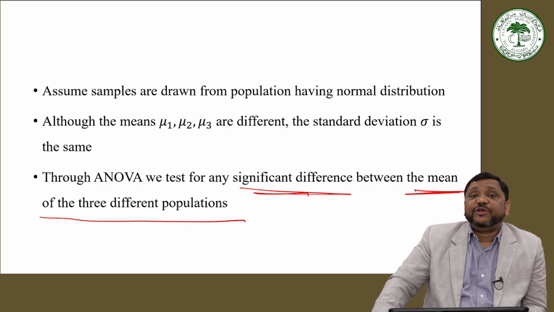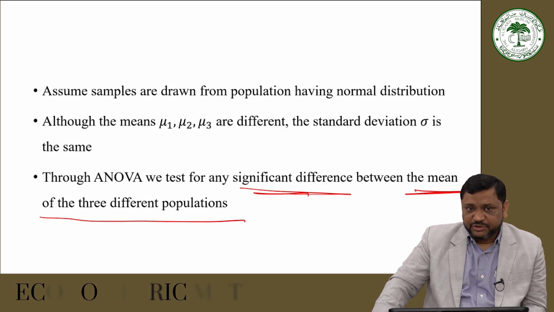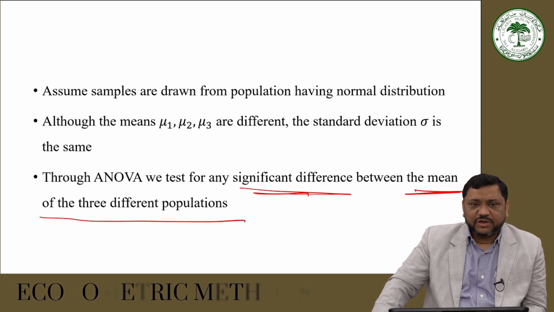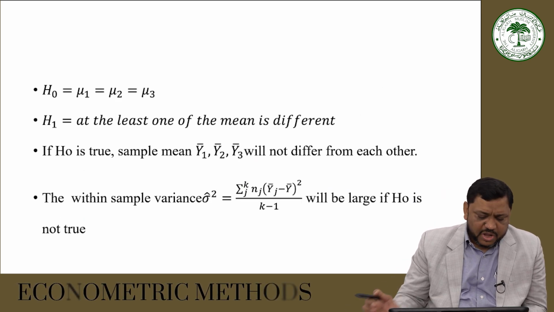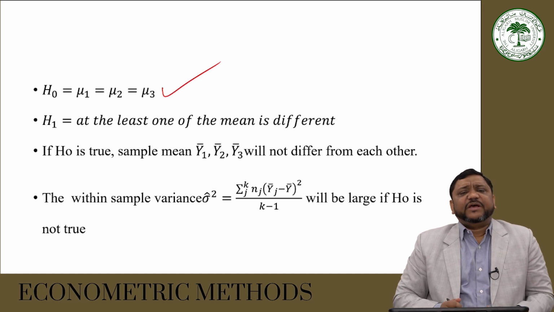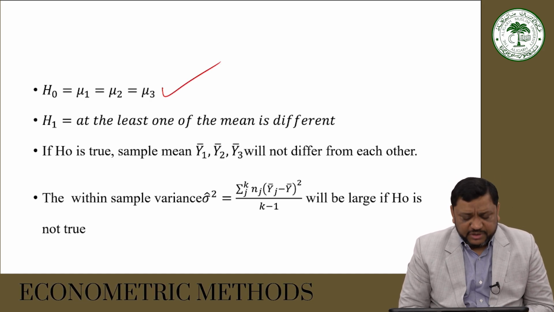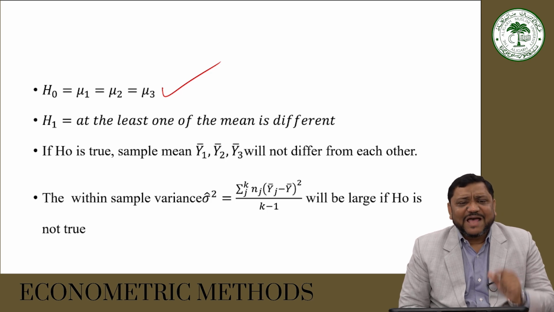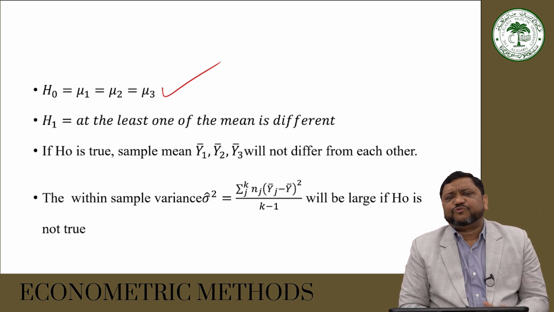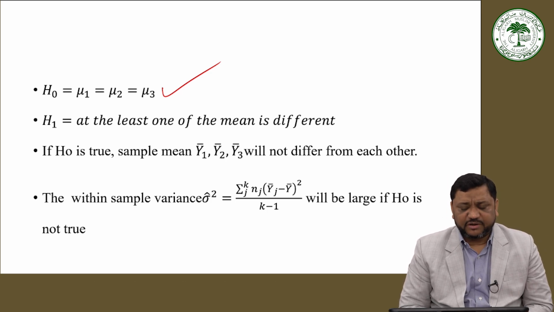That is why if you have only 2 populations, then we need not go for Anova. We simply go for t-test. We compare these 2 series by using t-test, but when there are more than 2, then we have to go for Anova. So the null hypothesis over here is mu1 is equal to mu2 is equal to mu3, and the alternate is at least one of the means would be different. That is the alternative of it.